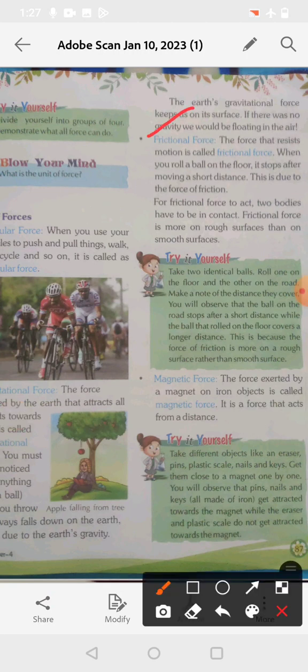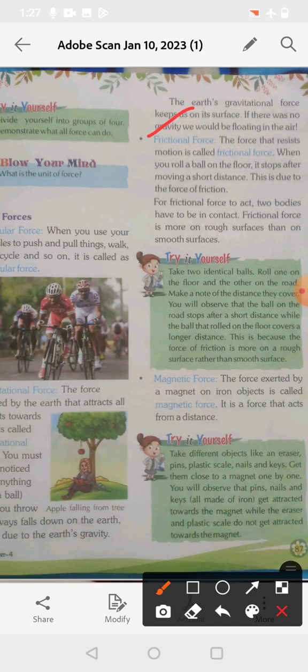In chapter number 12 we will discuss in detail about this frictional force. Here a little bit we will discuss about this. So the force that resists motion is called frictional force. When you roll a ball on the floor, it stops after moving a short distance. It happens like this, right? You roll a ball on the floor, it will move for a while, that is, it will roll, and then it will stop. This is due to the force of friction.